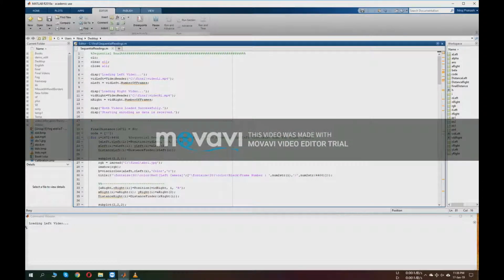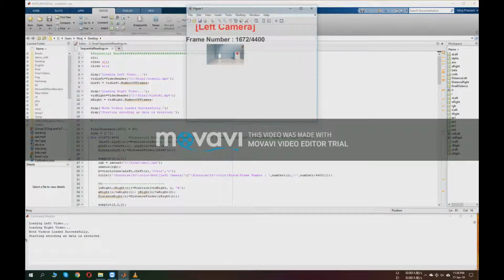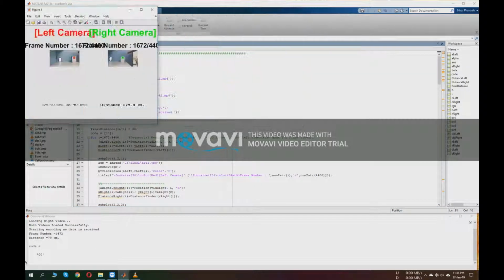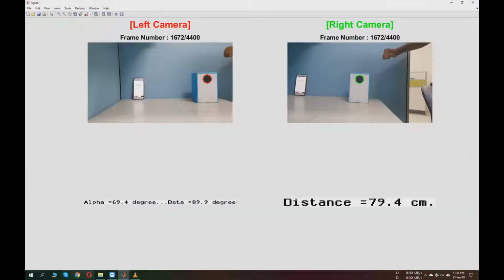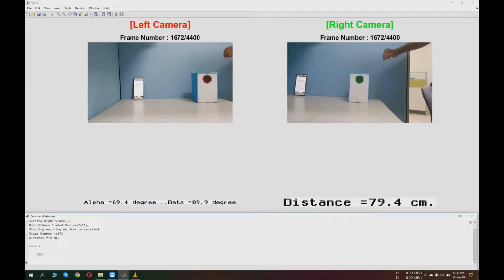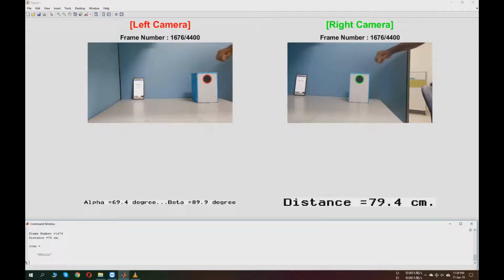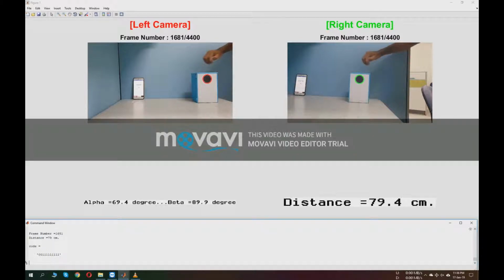We will see how the algorithm works for sequential readings. There are a total of 2728 frames of sequential readings, starting from frame number 1672 to frame number 4400. As you can see, the estimated distance for each frame is encoded as frames are received.